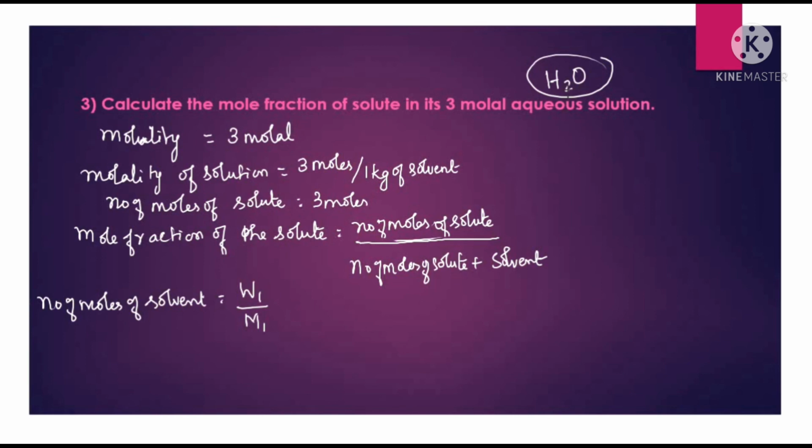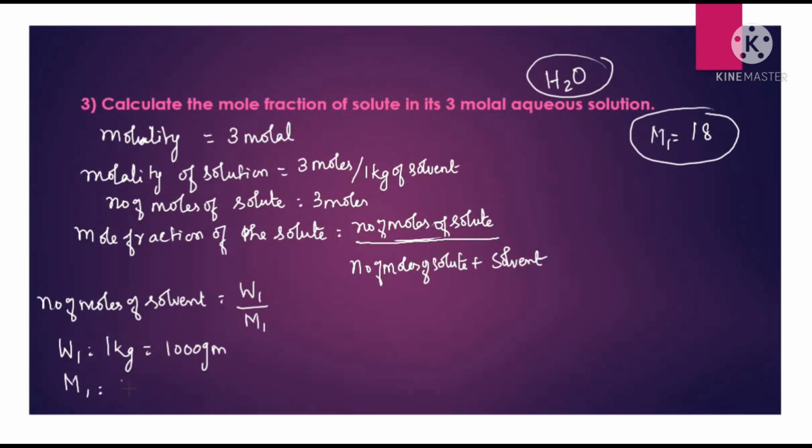So what is the weight of water? From here itself it's given 1 kilogram of the solvent. So weight of the solvent is 1 kilogram. If we convert this to grams, then 1000 grams. Then we can calculate the molecular mass. Molecular mass of water is 18. How to calculate molecular mass? From the atomic mass. So M1 is equal to 18.